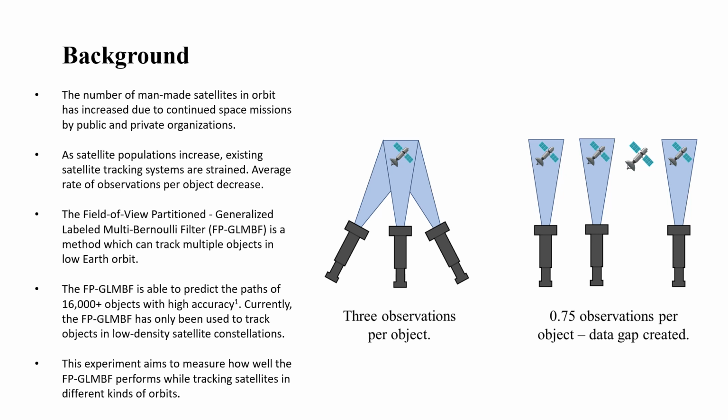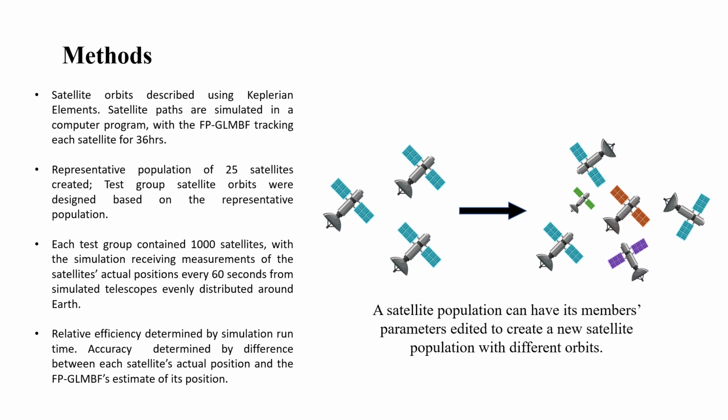However, the filter's capabilities have only been tested while tracking one type of orbit. This experiment aims to measure how well the filter performs while tracking satellites in different kinds of orbits. To do this, we run a simulation of satellite spaceflights over 36 hours and track each satellite using the filter. Then, we compare the satellite's actual position in the simulation to the filter's estimated position.